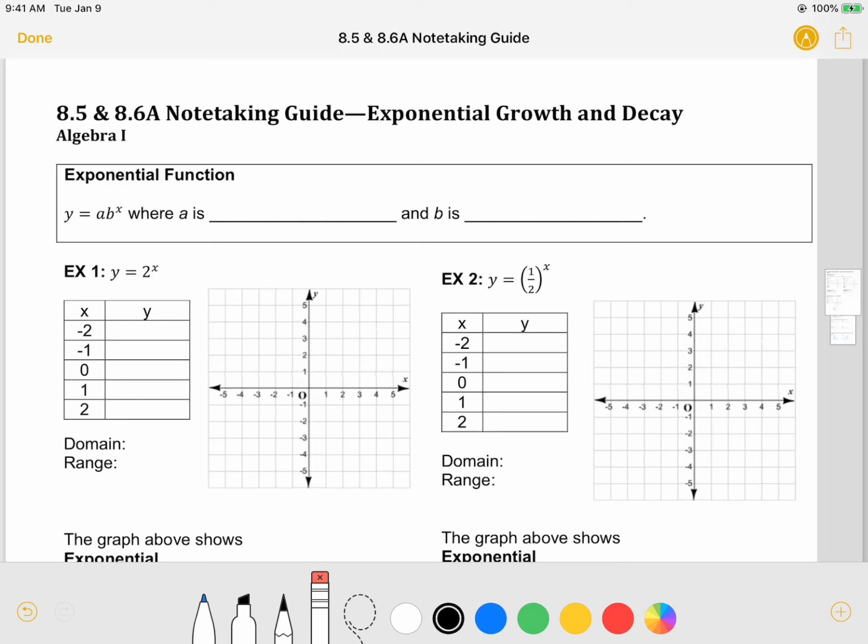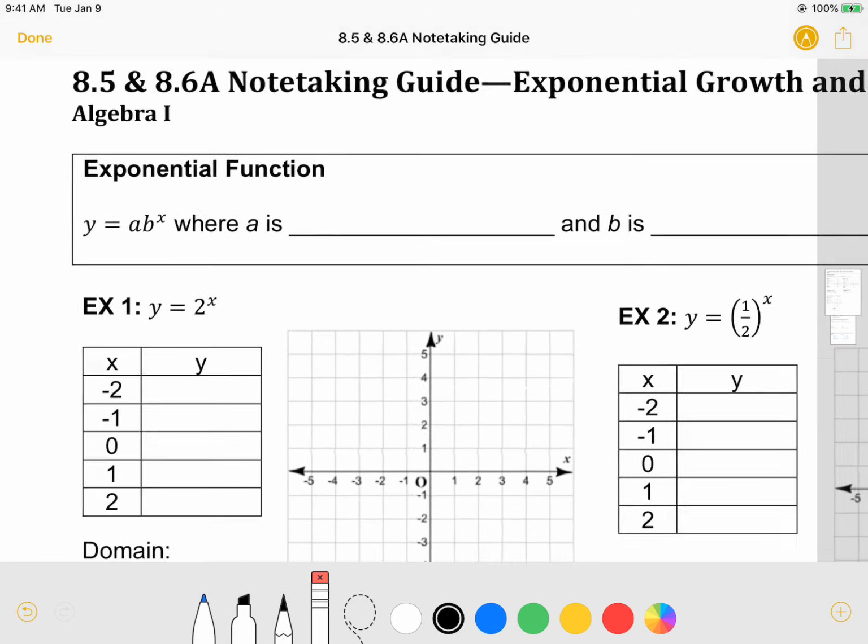What we're going to do today is talk about exponential growth and decay. We're going to be combining sections 8.5 and 8.6, and we are going to be doing them in two segments. So there's two videos that go along with 8.5 and 8.6. In the first video, we're going to be primarily talking about graphing and writing rules. And then the second video, we're going to be focusing on the applications of exponential growth and decay models.